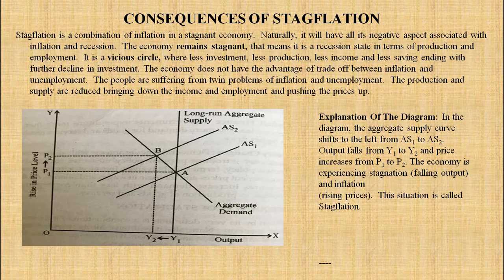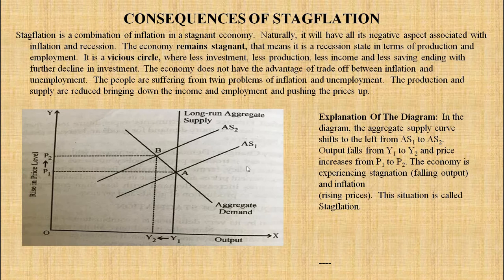And of course, it is a vicious circle where less investment, less production, less income, less saving, ending further with less investment also. The economy does not have the advantage of trade-off between inflation and unemployment. People are suffering from two problems of unemployment as well as inflation. The production and supply are reduced. They are bringing down the income and employment and pushing the prices up.